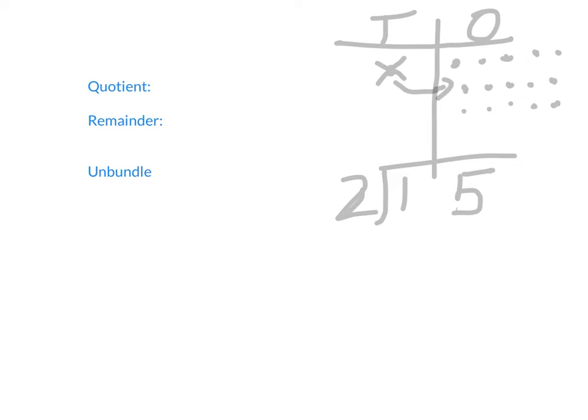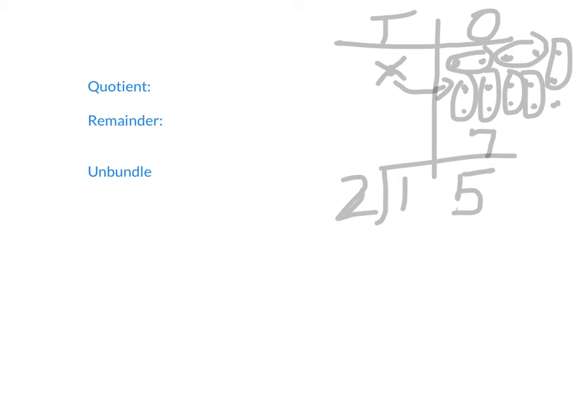And we want to do the same thing. We want to discover how many groups of 2 there are in 15. So we see that there are 1, 2, 3, 4, 5, 6, 7 groups of 2 in 15. So that's 7. Our quotient is 7. 7 tells us how many groups of the divisor there are in a number.